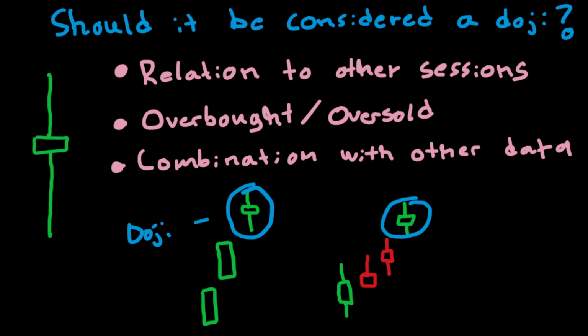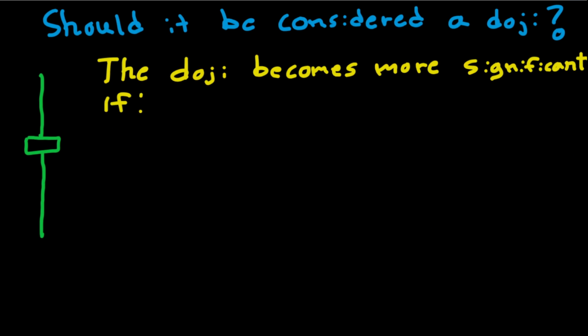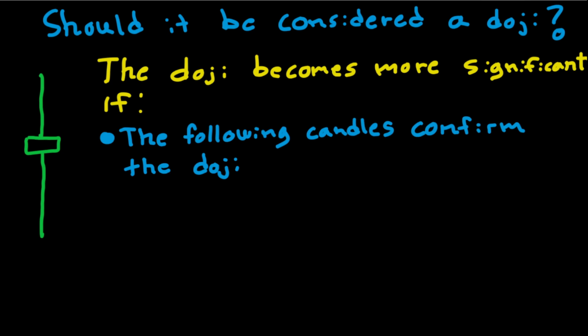So if we have other technical data that, for example, indicates a reversal, that means that we are more likely to accept a larger, bigger body of the doji. And we can add some points here which makes the doji become more significant. The doji becomes more significant if the following candles confirm the doji.